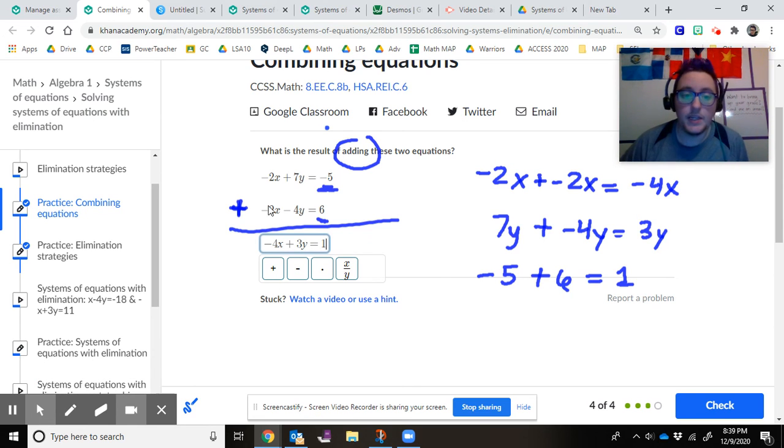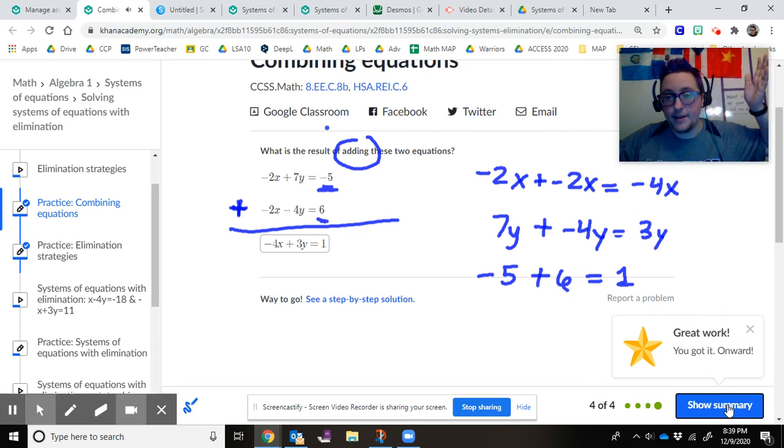Negative 2x plus negative 2x is negative 4x. 7y plus negative 4y is 3y. Negative 5 plus 6 is 1. And that should be my final answer. And I got it right. I think you will too. Good luck on this one.